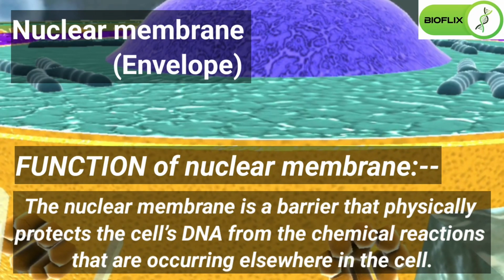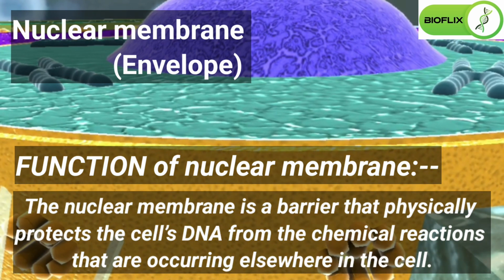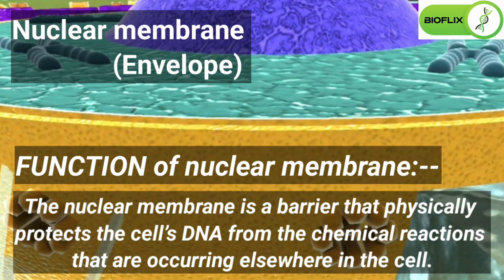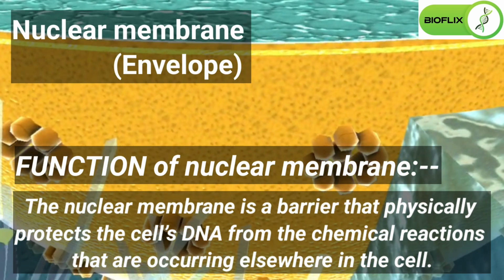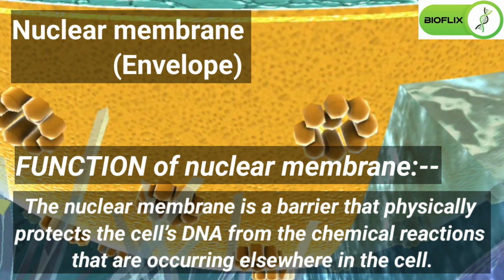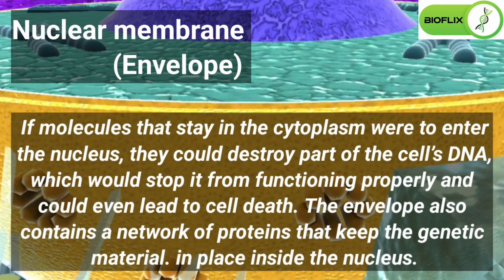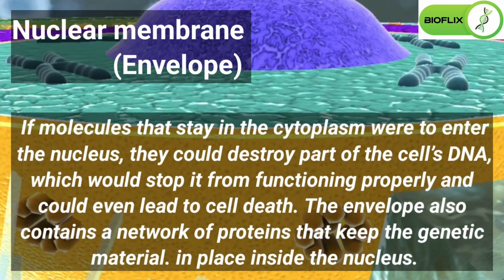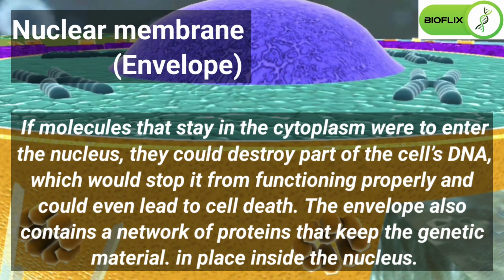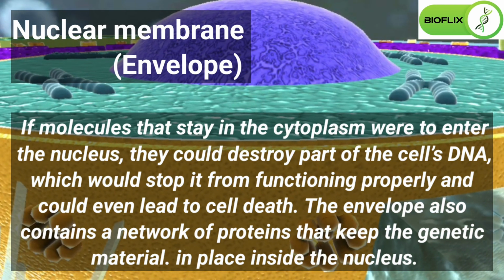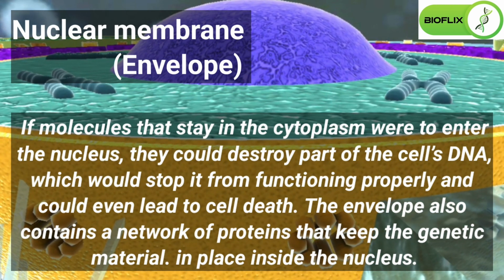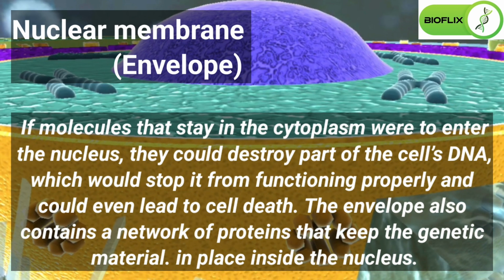The nuclear membrane is a barrier that physically protects the cell's DNA from the chemical reactions that are occurring elsewhere in the cell. If molecules that stay in the cytoplasm were to enter the nucleus, they could destroy part of the cell's DNA, which would stop it from functioning properly and could even lead to cell death.